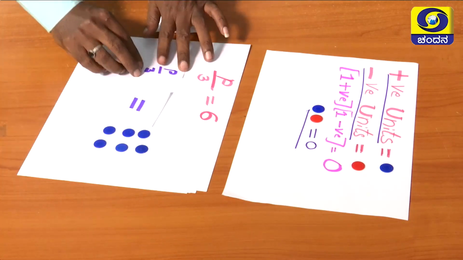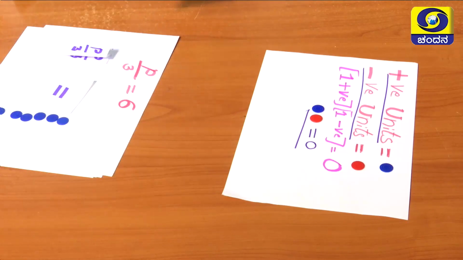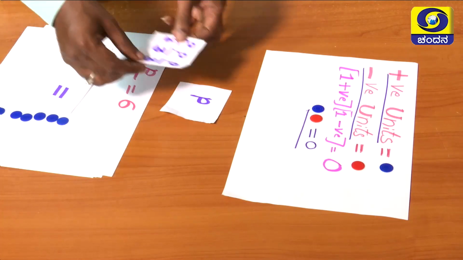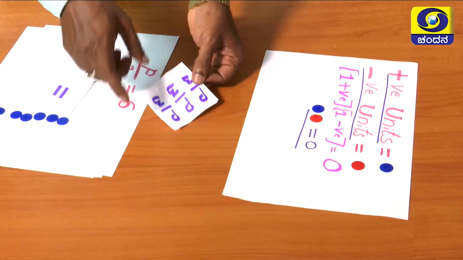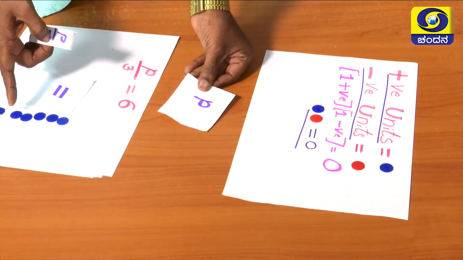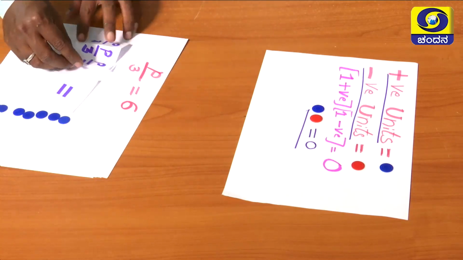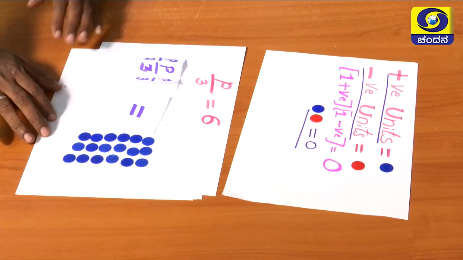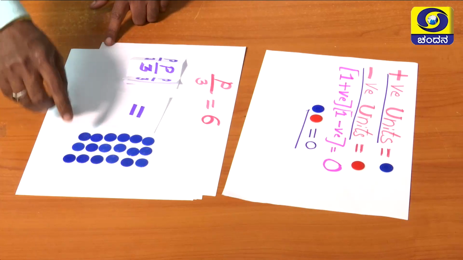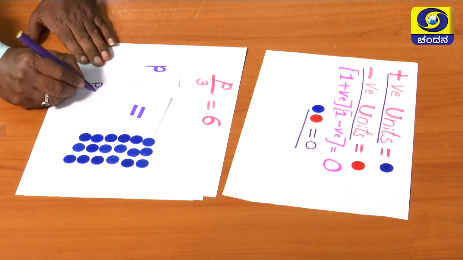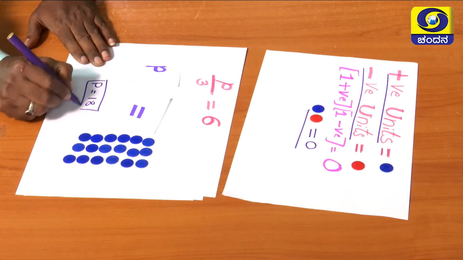Next, p by 3 is equal to 6. If you get 1 p, you must take 3 times p by 3. 3 times p by 3 is equal to 1 p. How many times? 3 times. If you get p, we must get 3 times of this. Therefore, 3 times p by 3 is p. p is equal to how much? p is equal to 18.